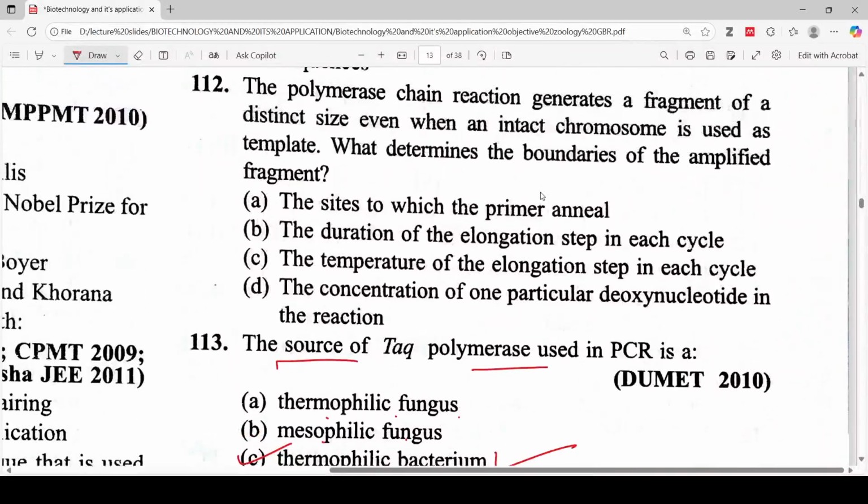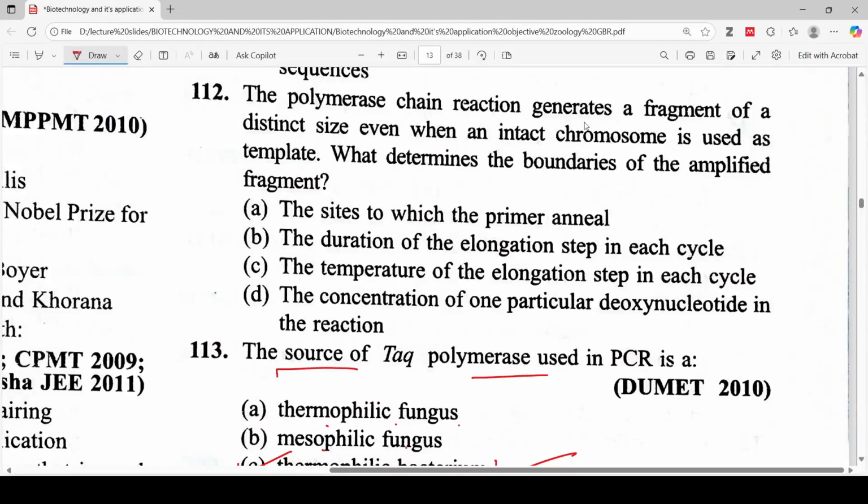Next question is polymerase chain reaction generates a fragment of a distinct size even when an intact chromosome is used as template. What determines the boundaries of the amplified fragments? So here 4 options are given and you have to choose the correct answer for this question. So now the option A will be the correct answer. The sites to which the primer anneal.